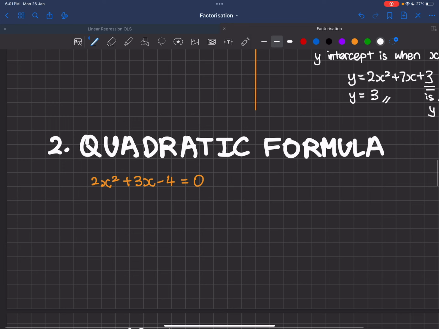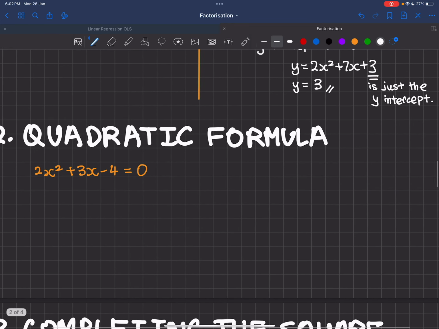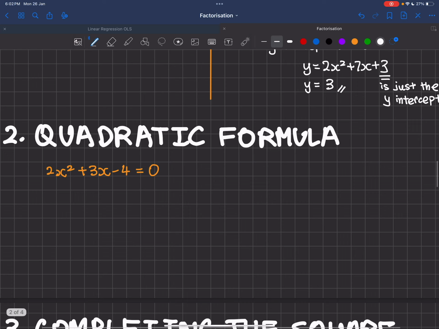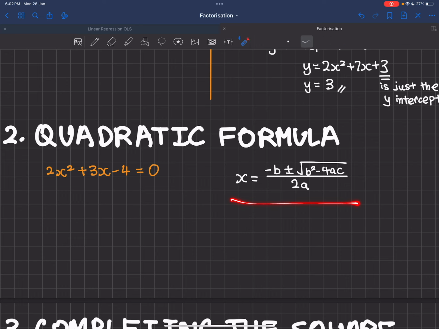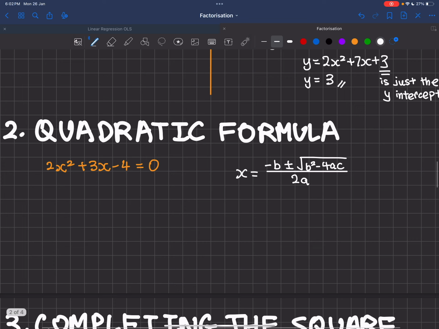Now we have our second method, which is the quadratic formula. What is the quadratic formula? Actually, there's a song about it on YouTube. X equals negative b plus or minus the square root of b squared minus 4ac over 2a. You don't need to know where this is from, but that is the formula. So let's solve this.